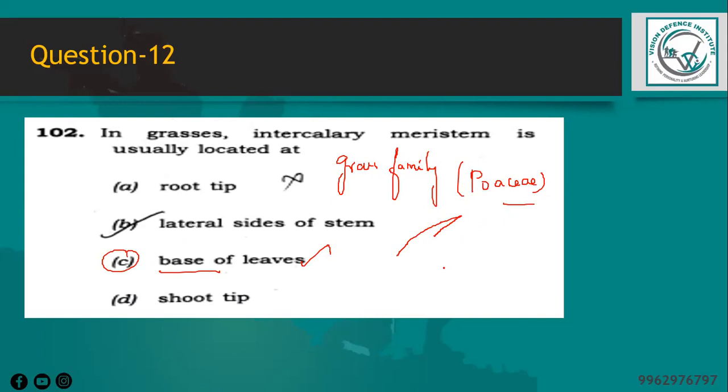The intercalary meristem adds new cells to the base of the leaves. So it will allow it to elongate, to move further. This type of growth is called intercalary growth and is different from the apical growth we see in other plants. This growth occurs at the tip of the stems as well as the roots. Okay.